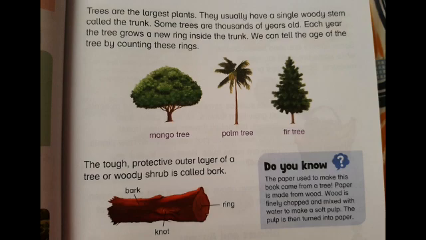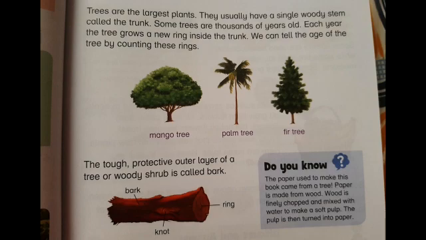Trees are the largest plants. They usually have a single woody stem called the trunk. Some trees are thousands of years old. Each year, the tree grows a new ring inside the trunk. We can tell the age of the tree by counting these rings.